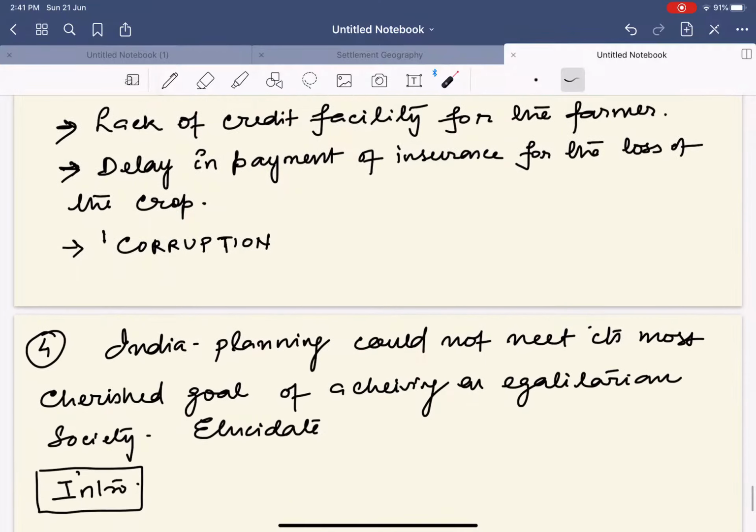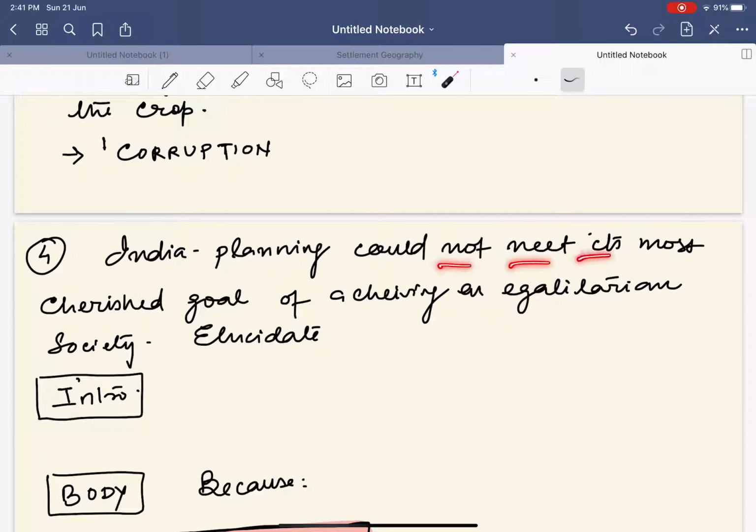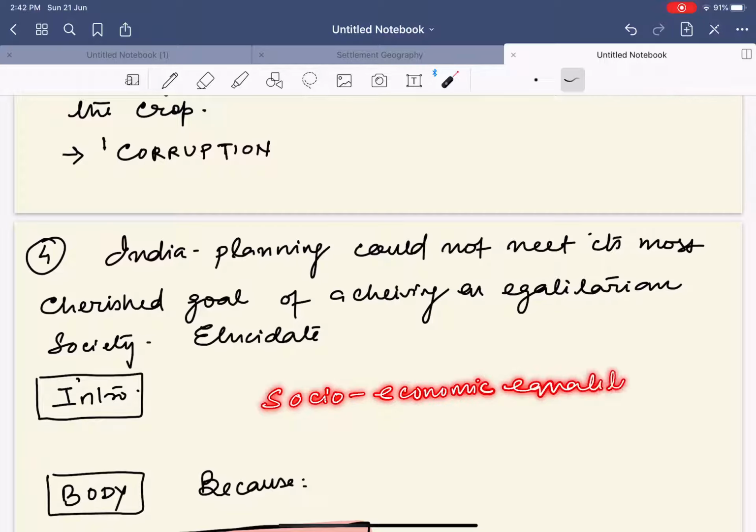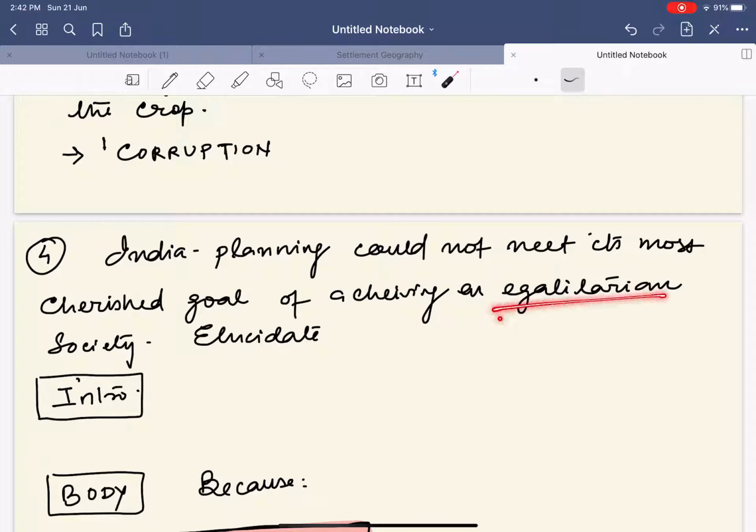That is the biggest problem over here. Next, India's planning could not meet its most cherished goal of achieving an egalitarian society. Elucidate. Now, what do we mean by egalitarian society? An egalitarian society means a society that has socio-economic equality, or there is the prevalence of socio-economic equality. This is the meaning of egalitarian society. But what are the problems that India could not achieve this egalitarian society?